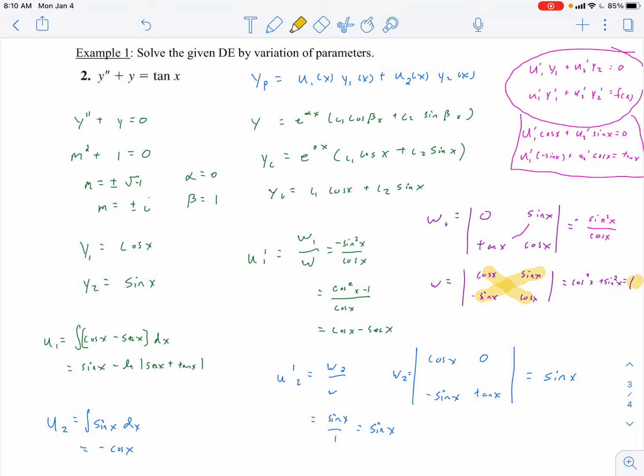So our u sub 1 prime is just negative sine squared x over cosine x. Now I'm going to change the way this looks and write cosine squared x minus 1, because that's a little easier to deal with. Then cosine of x over cosine of x, and this simplifies to cosine of x minus secant of x. Now we take the integral of that to find our u sub 1. The integral of cosine x minus secant x dx is sine of x minus natural log of secant x plus tangent x.